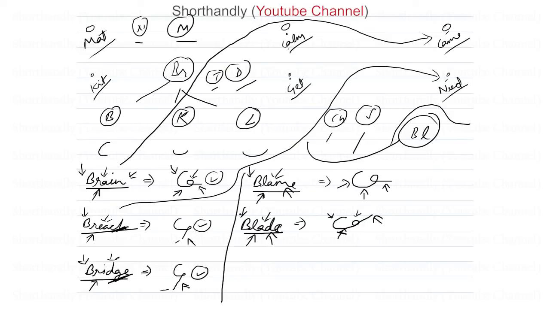Let's take another called Blair. Again B, then L, then A vowel, then we have final R. Let's make it. It will be made like this. This is B, this is L, this is A vowel, and then we have this final R.